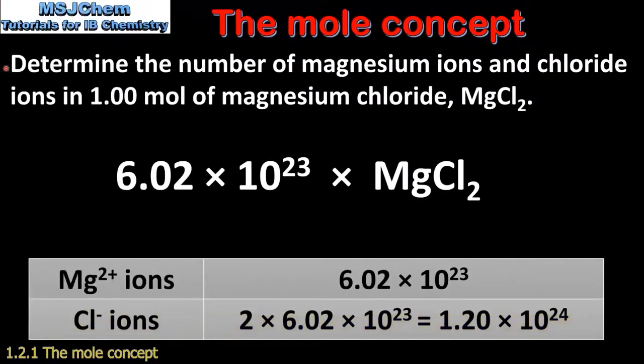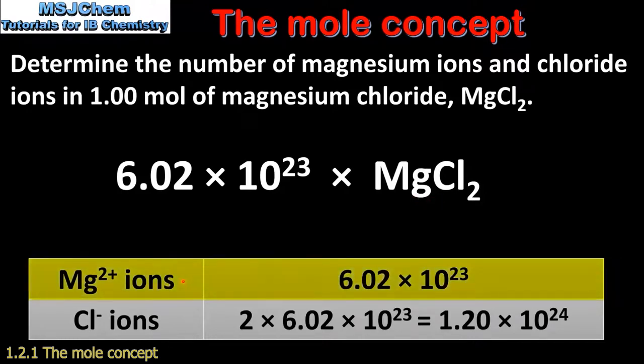In the next example, we'll determine the number of magnesium ions and chloride ions in 1 mole of magnesium chloride. Magnesium chloride is an ionic compound, which is made up of magnesium ions and chloride ions. In 1 mole of magnesium chloride, we have 6.02 times 10 to the 23 formula units. The formula for magnesium chloride is MgCl2. This tells us the ratio of magnesium ions to chloride ions is 1 to 2.